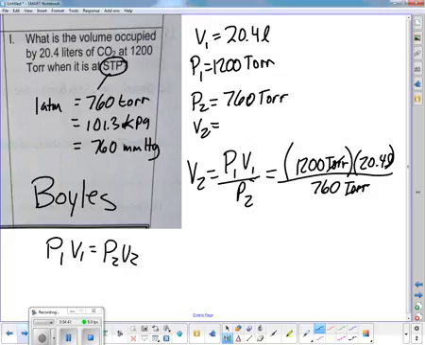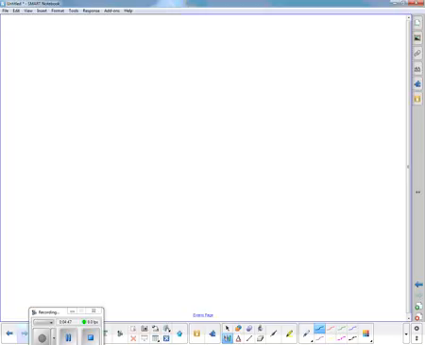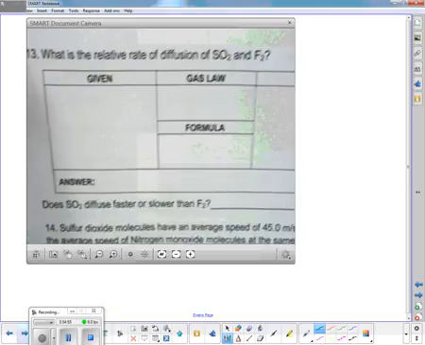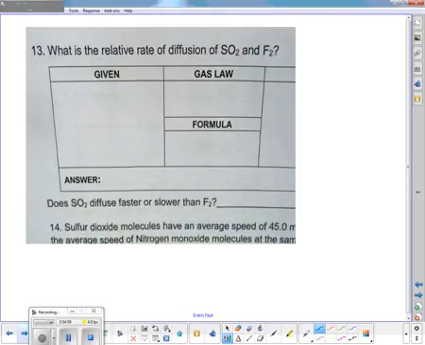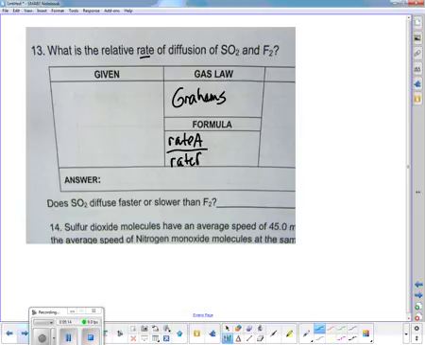Okay, any others that you'd like to go over? Yes? 13 on 1? So 13 on 1. Okay, I'm just going to copy it there. So what is the relative rate of diffusion? So anytime it has rate or speed or anything like that, I know it's going to be Graham's law. So I'll write Graham's here. And Graham's is rate A divided by rate B equals the square root of the molecular mass of B over the molecular mass of A.